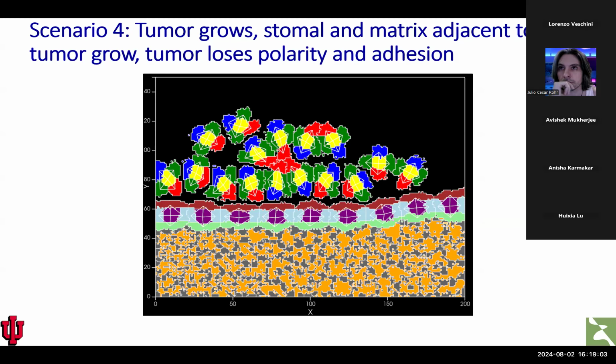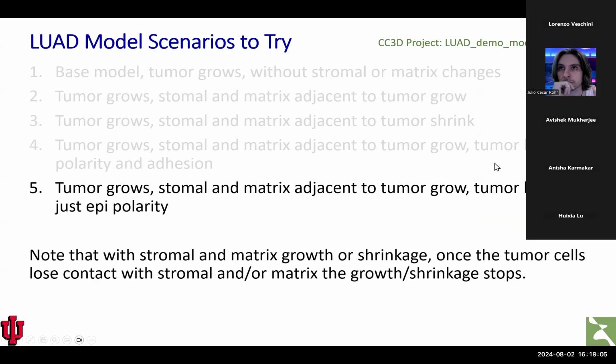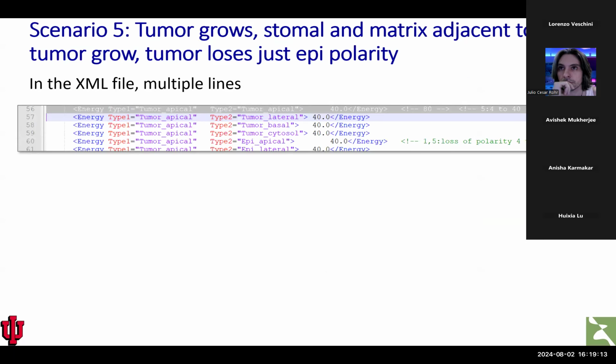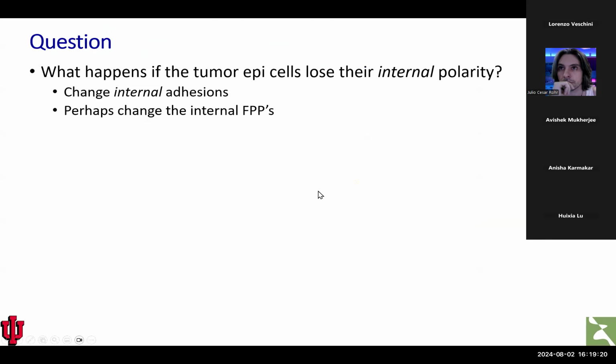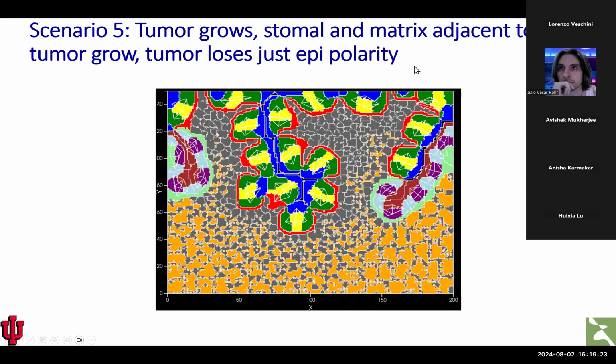So there's another version of it if you remove the polarities. So there's a couple more examples, and then might want to think about it if you have time. This particular example, the tumor grows, the stroma grows, matrix adjacent to the tumor grows. The tumor just loses its epipolarity, but it still has its adhesions. So the tumor folds in to the underlying parenchyma.